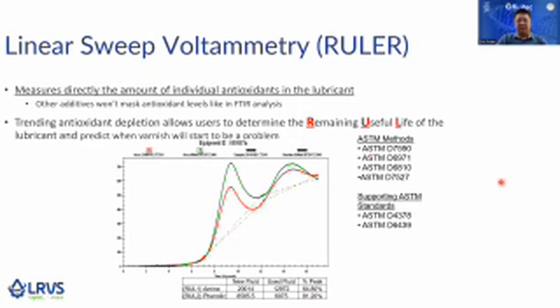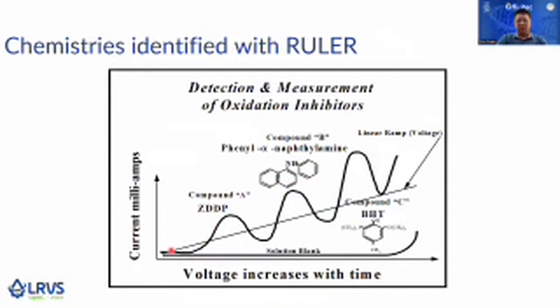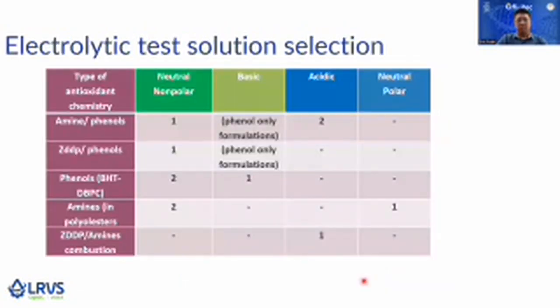And then this LSV testing was approved by ASTM methods. There are different ASTM methods applicable to different types of fluid or oil. You can see from the voltage increase, it is to differentiate the different types of antioxidant compounds, like zinc DDP, amine, phenol. The electrolytic test solution selection can be tested for the different types of fluid and the different types of antioxidant additives.